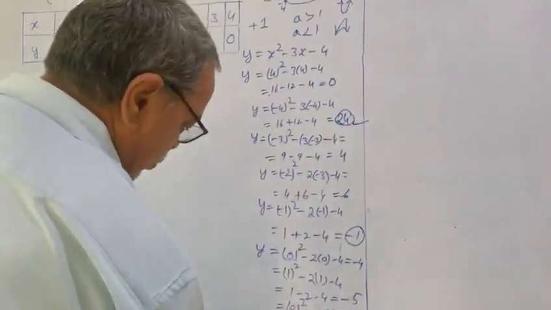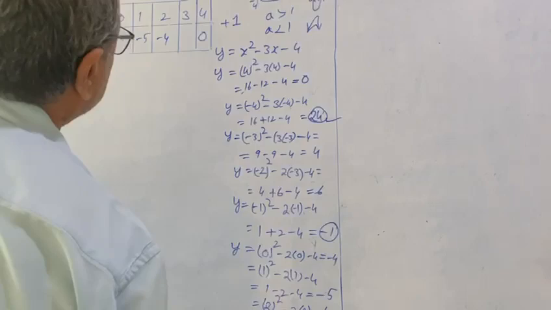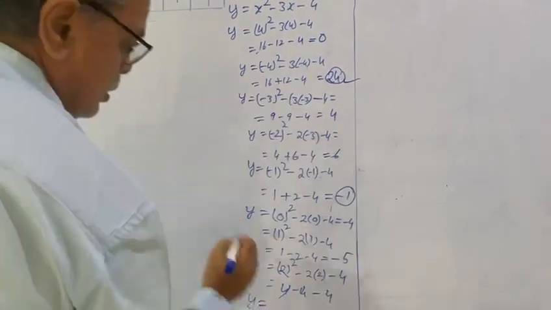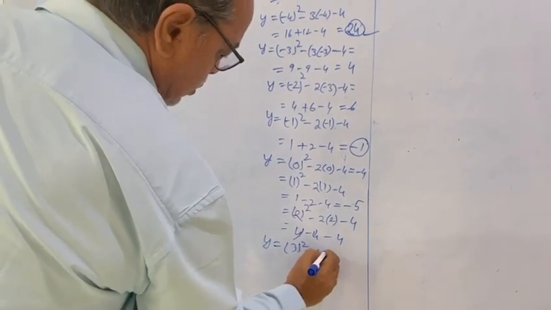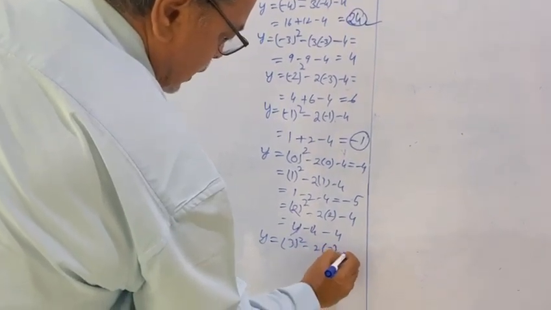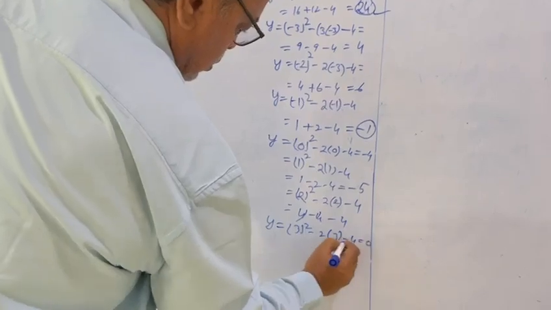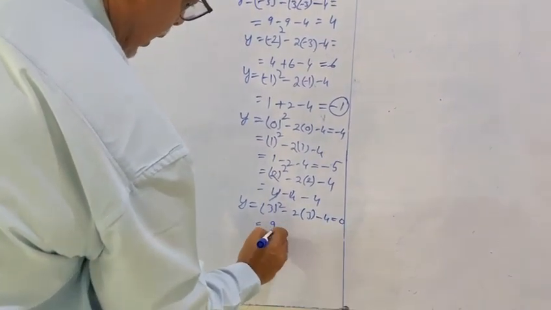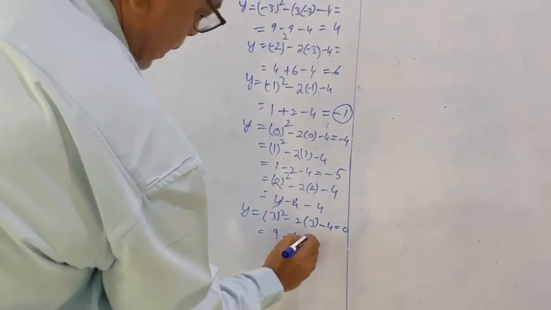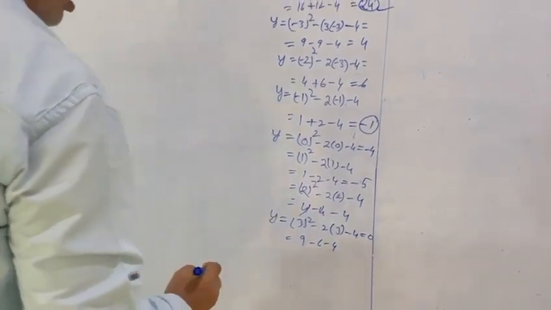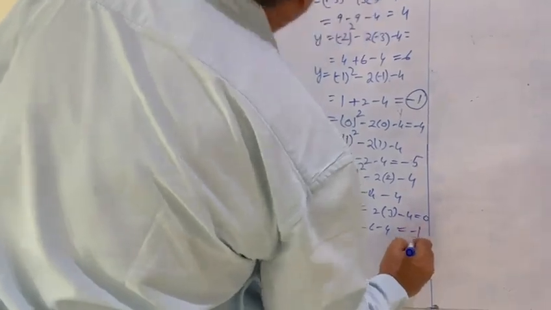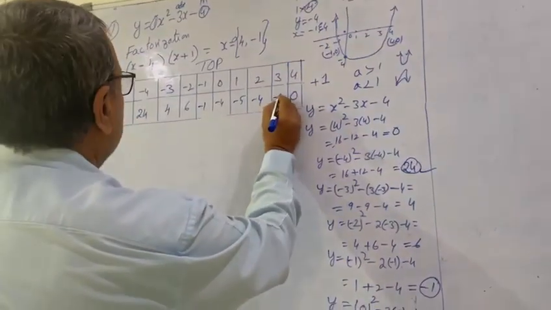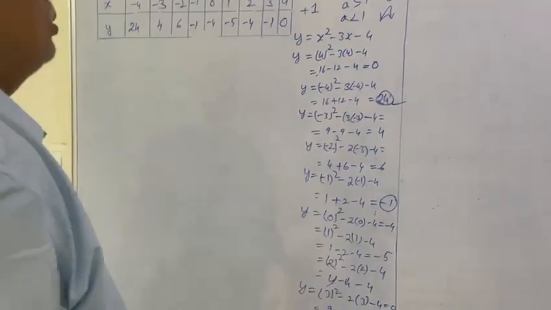And again, x is equal to 3. What do you get? 3 square minus 3 into 3 minus 4 is equal to 0. What is this? 9 minus 9 minus 4, which is minus 4. Here, what you have?